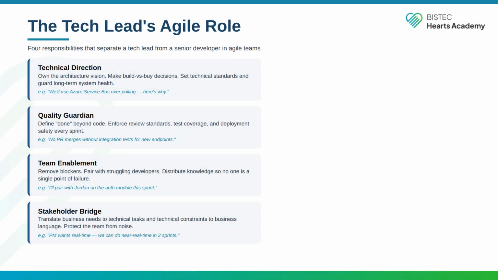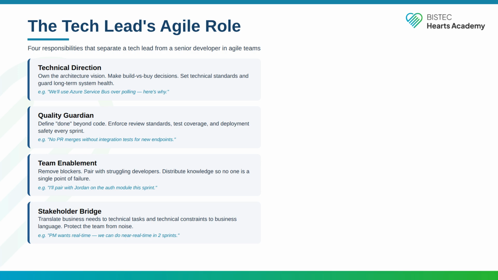The fundamental question is, what is your job as a tech lead in an Agile team? It is not writing all the critical code. It is not attending every meeting. It is 4 things. Technical direction. You own the architecture vision. You make the build versus buy decisions. When the team is debating whether to use Azure Service Bus or Postgres, you make the call and you explain why. You are not dictating implementation details, but you are setting the technical direction.